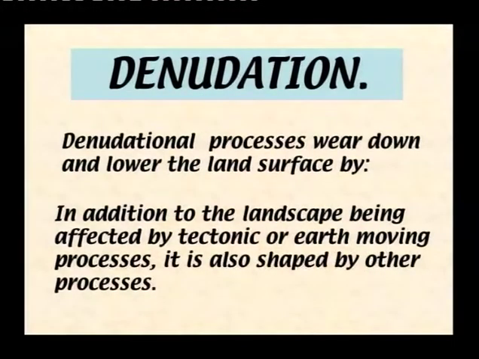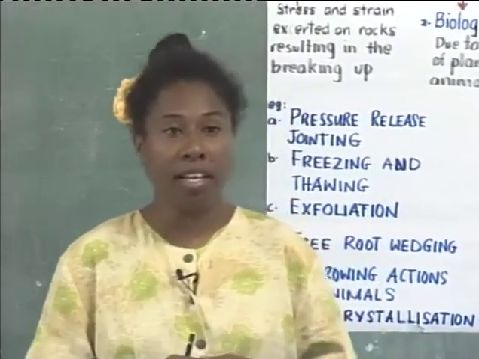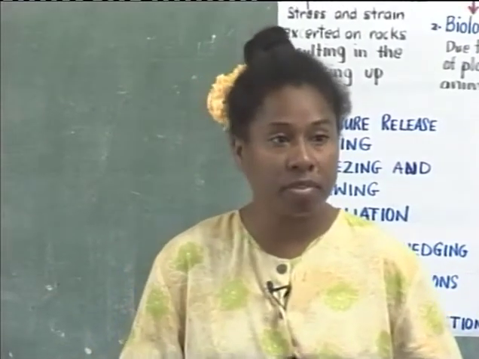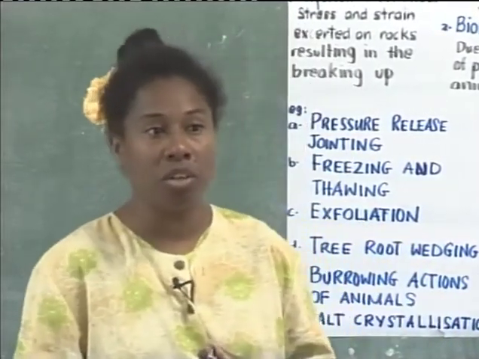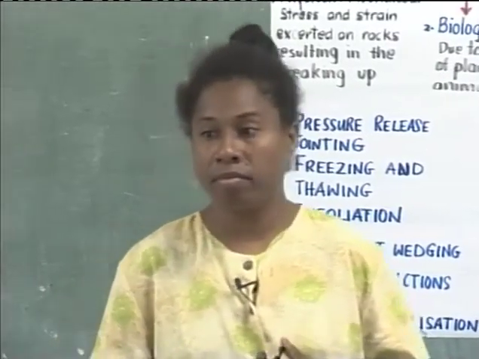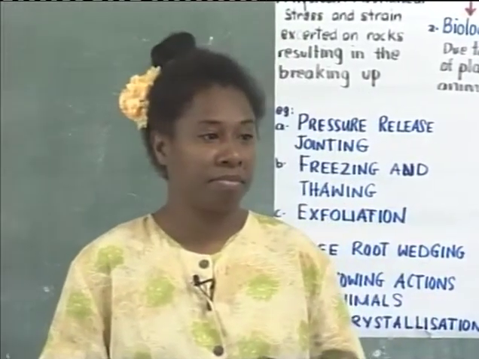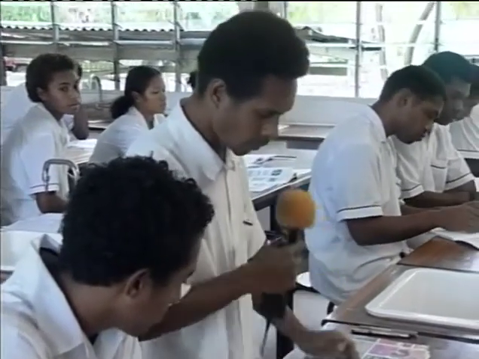Denudation is the processes that wear down and lower the land surface. Okay, thank you. We're looking at all those processes which help to lower and also to wear down the land surface. There are three important processes that we looked at briefly yesterday that come under the topic on denudation. What are those three processes which are actually involved with denudation? Moses, what are the three processes of denudation? Weathering, mass wasting, and erosion.